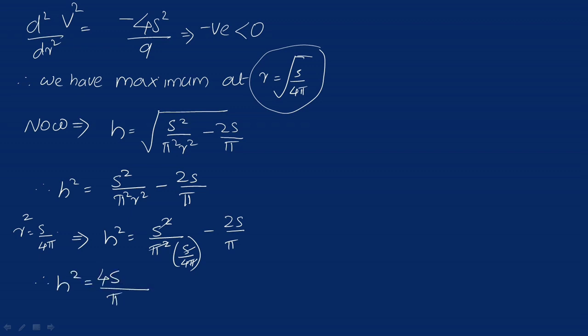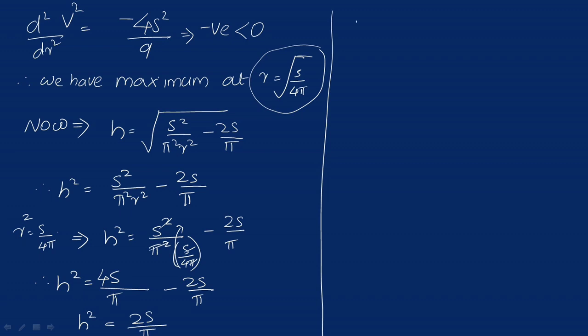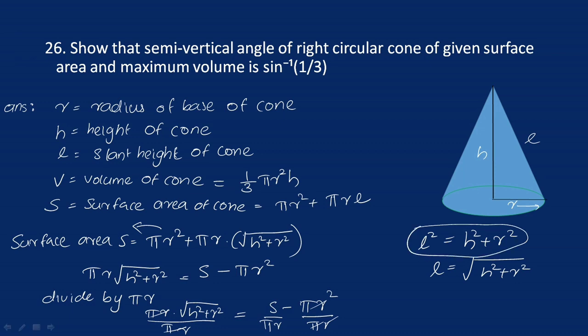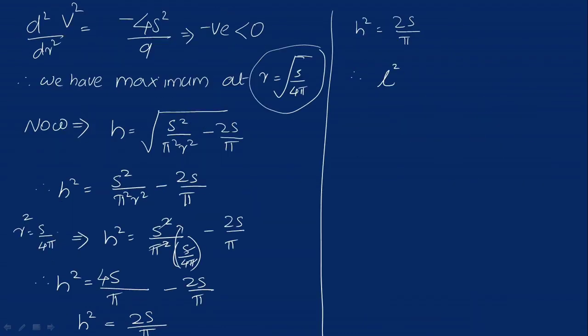So we have h² is equal to, cancelling the terms s² and s, π² and π, 4s by π minus 2s by π. What is 4s minus 2s? That is 2s itself. So h² is equal to 2s by π. So we have h and r. Now we use the Pythagoras theorem, that is L² is equal to h² plus r². From this L can be found out.